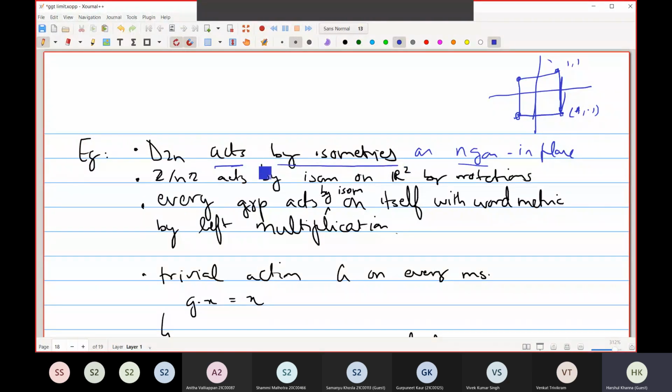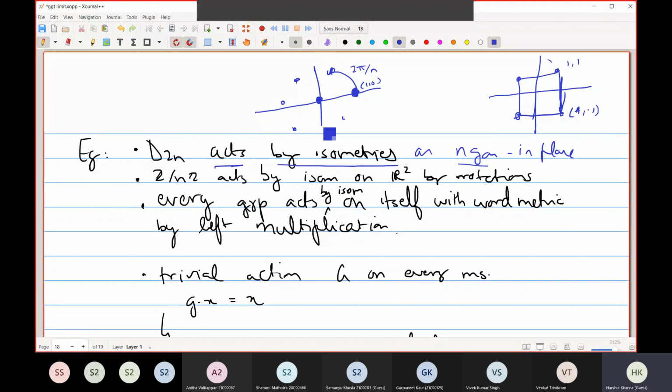Z mod nZ. Given R^2, as I said, rotate about the center by 2 pi by n. So Z mod nZ acts by isometries on R^2 by rotations. For example, if we see the orbit of this point, (1, 0), this goes here by rotations, you get an n-gon. The orbit of any point is an n-gon.